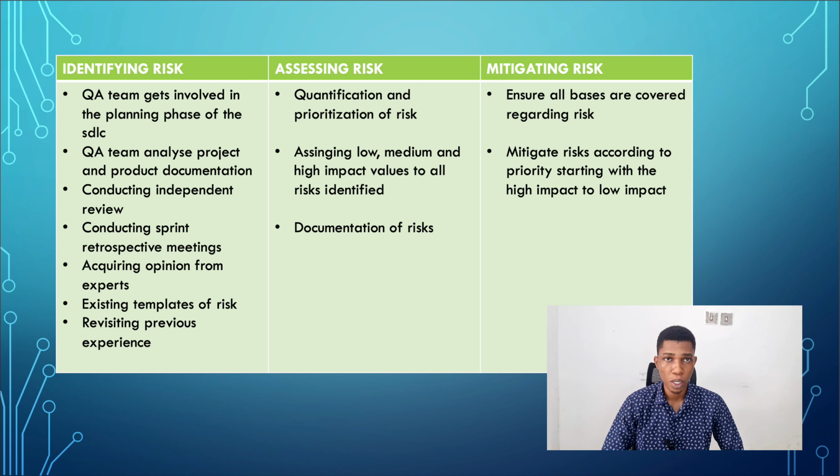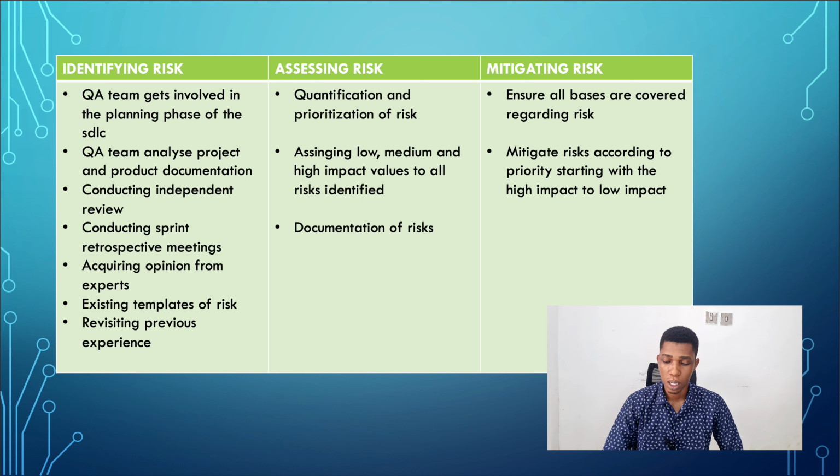You also want to document it. You want to document all the risks identified as much as possible and in as much detail as possible. So the third step under risk management in testing is mitigation. Once these risks have been identified and assessed, you begin to take steps to mitigate them.